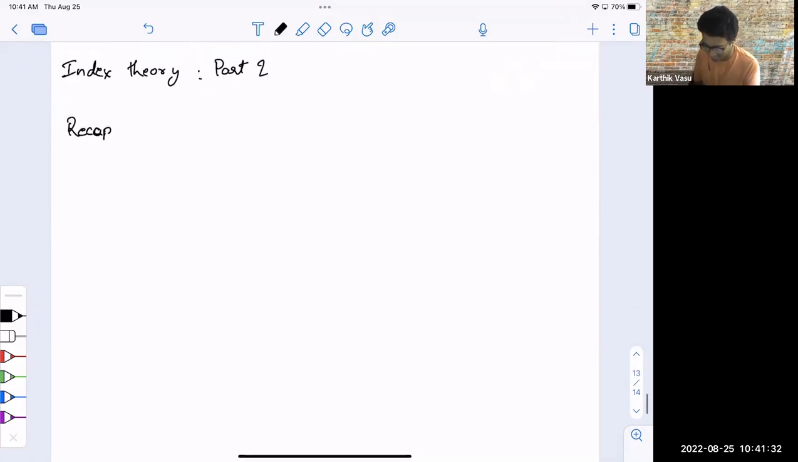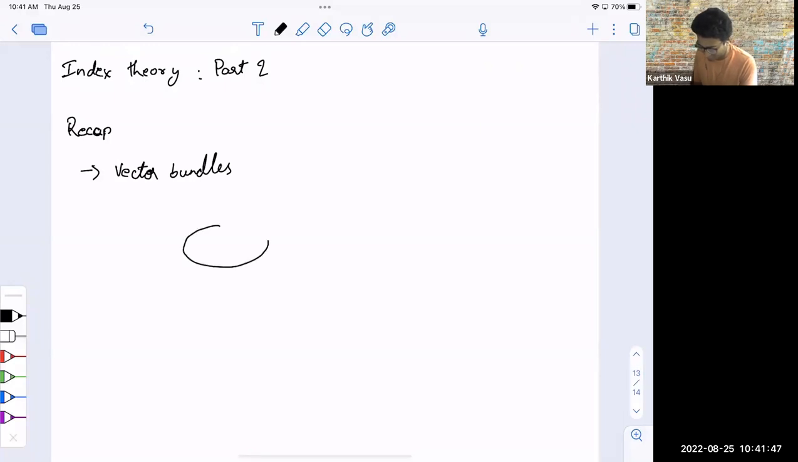Last time I had defined what vector bundles were. So vector bundles were just a family of vector spaces over manifolds. Examples were the trivial bundle over the circle. In a better picture, this just looks like an infinite cylinder.